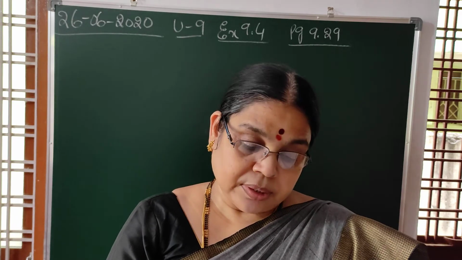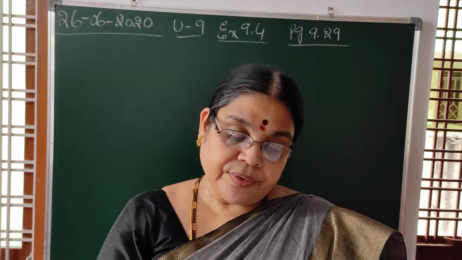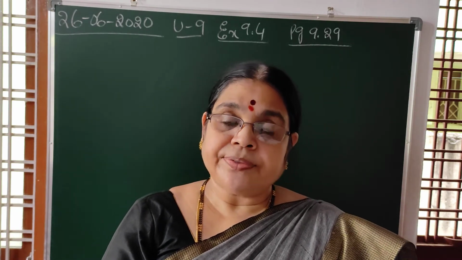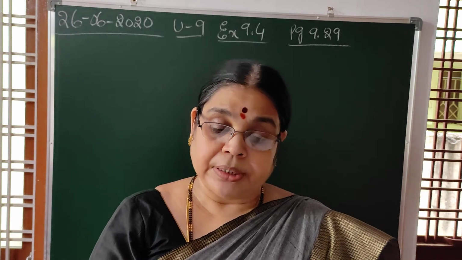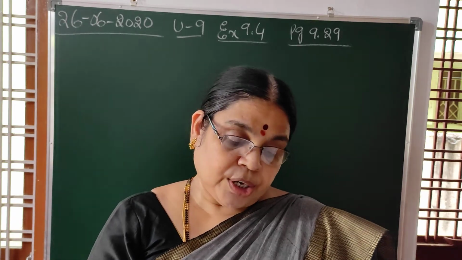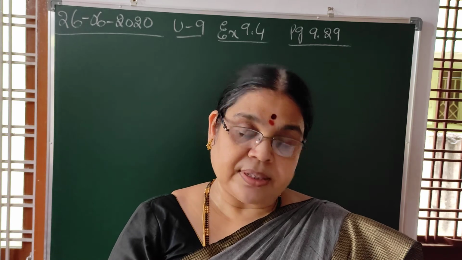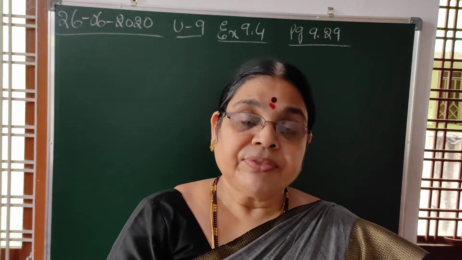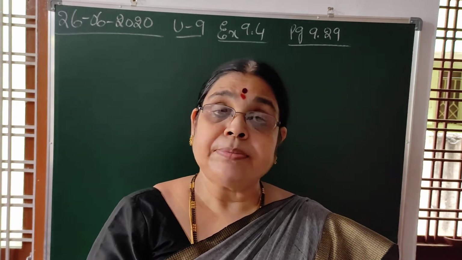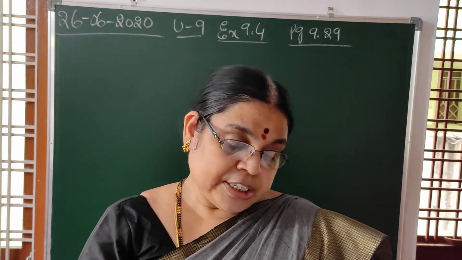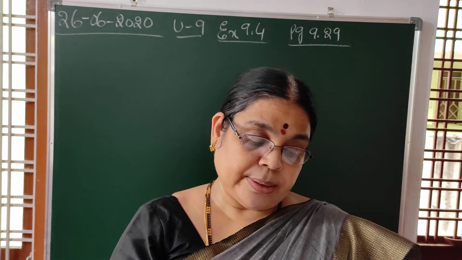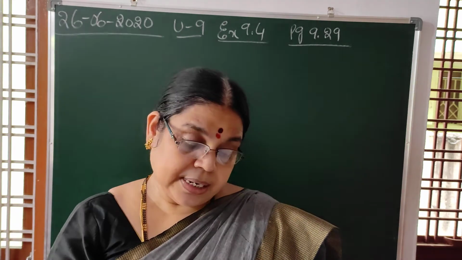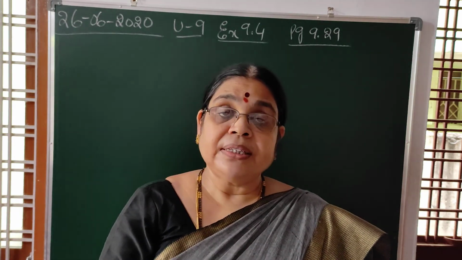Find a number such that when 5 is subtracted from 5 times the number, the result is 4 more than twice the number. You are asked to find the number. So how to find this number?